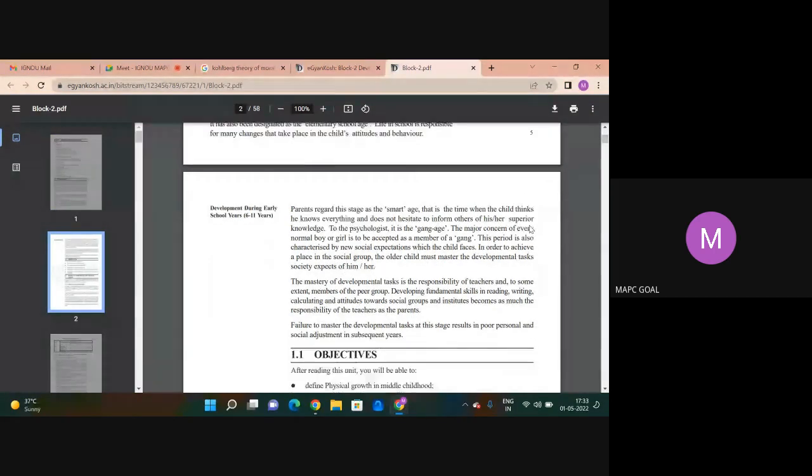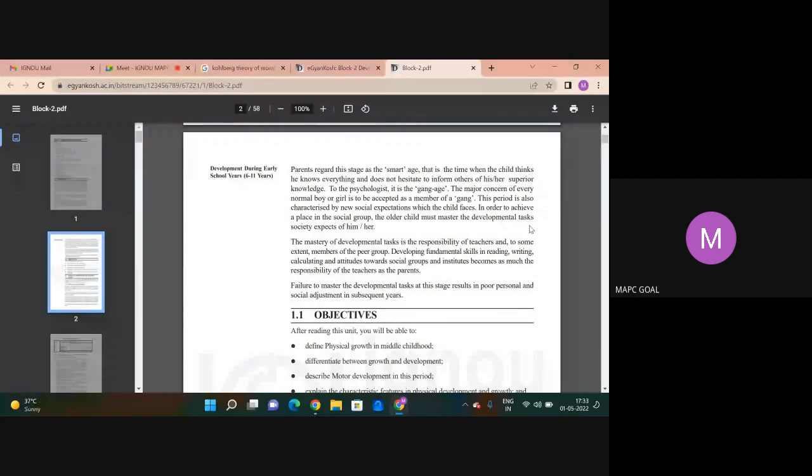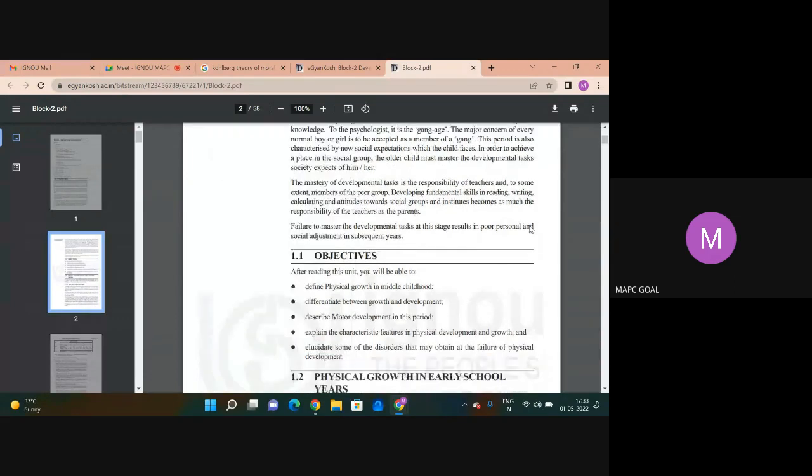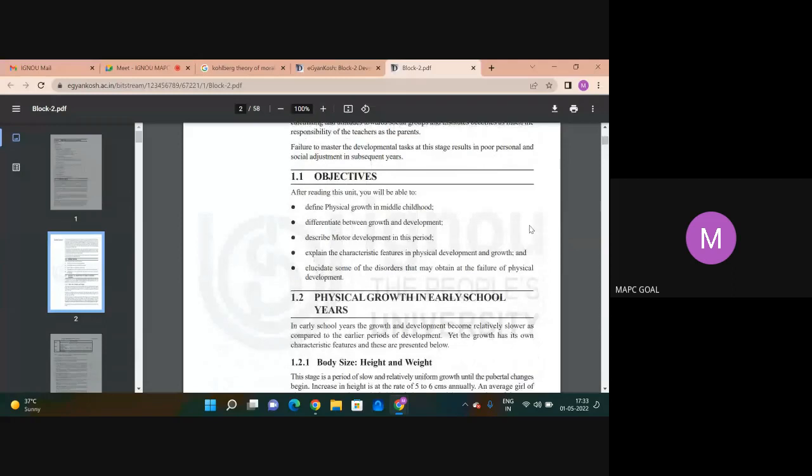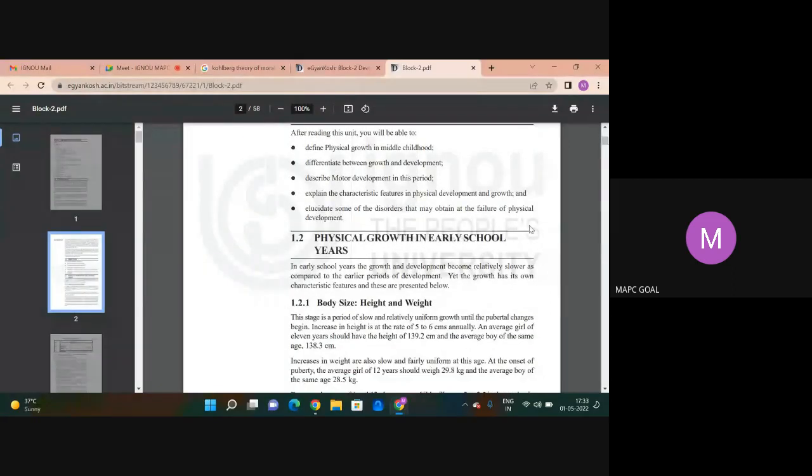Then there are different skills, the developmental tasks. The teachers, the parents, the caretakers are responsible for the skills that are going to be developed in the children. Like, they can help in developing fundamental skills like reading, writing, calculating, and attitude towards social groups. An institute becomes as much the responsibility of the teacher as the parent. So all these factors are contributing.